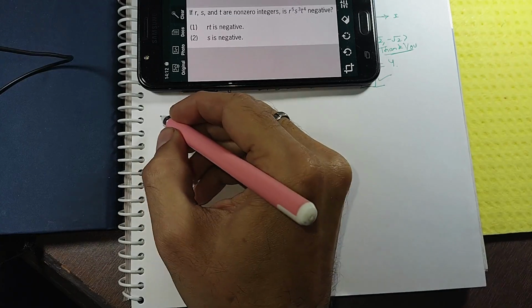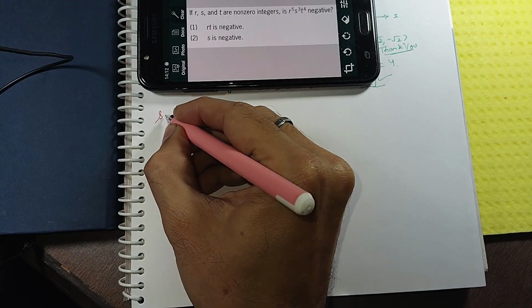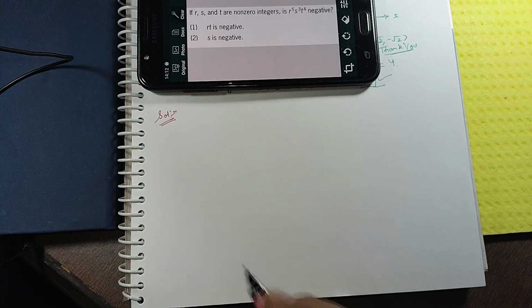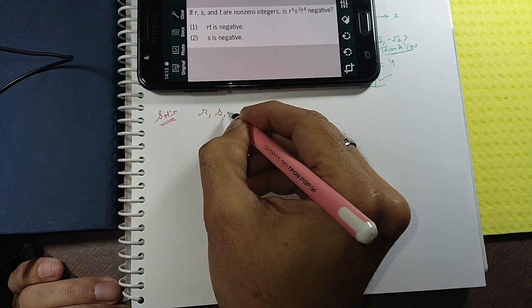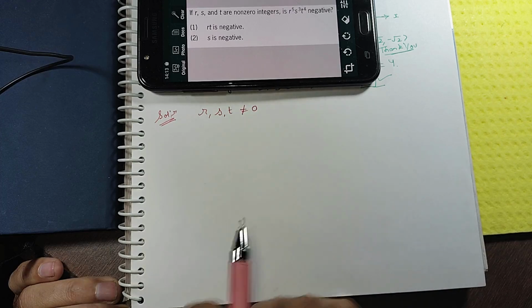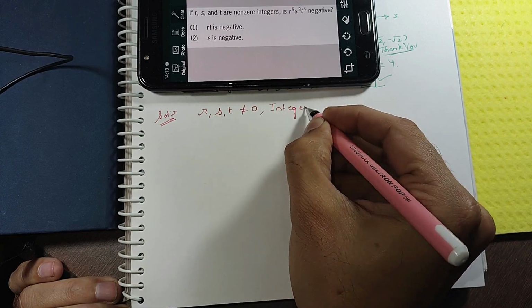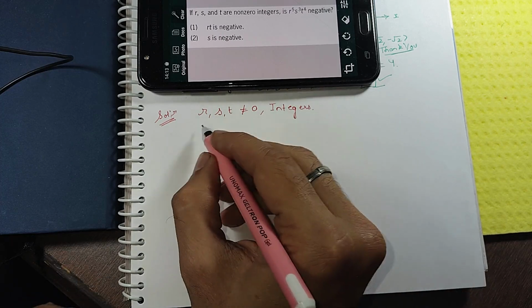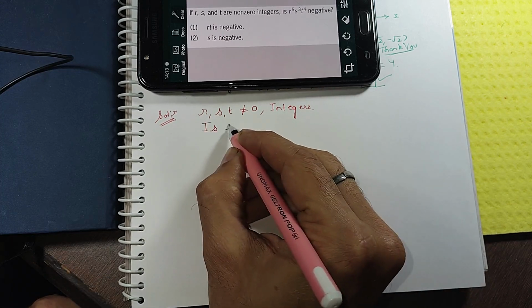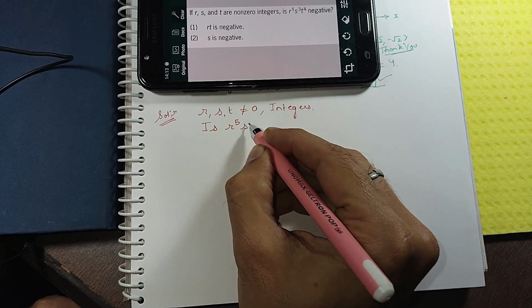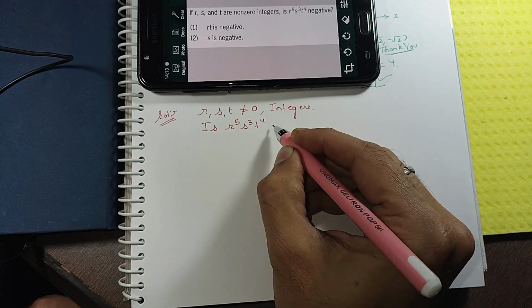Hello students. Today's first question is, if R, S and T are non-zero integers, so R, S and T are not equal to 0 and these are integers, right? Now, we have to find, is R raised to power 5, S raised to power 3, T raised to power 4 negative?